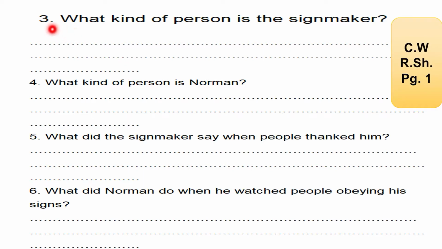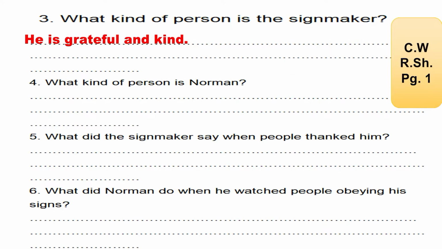Please, all of you, read question number 3 here. What kind of person is the sign maker? Who can tell me about the character of the sign maker? Was he a good or a bad man? The old man who always makes good signs. Yes, he is what? Grateful and kind. Yes, excellent, grade 2 students. He was a good man. He's grateful and kind. He always said that he couldn't do it without Norman's help.